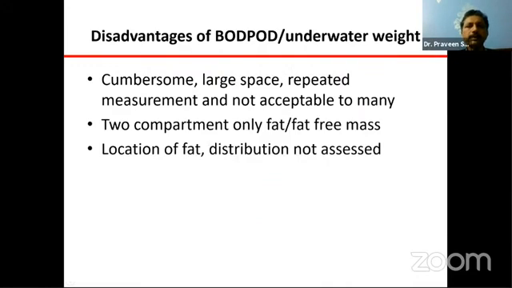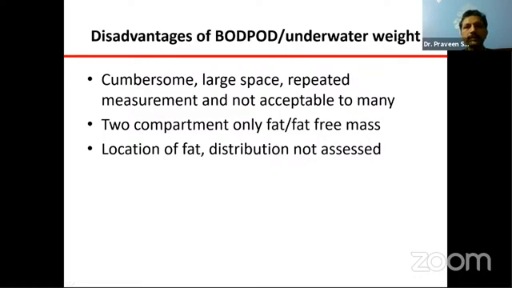What are the disadvantages of this? It is a cumbersome method. It requires a large space and repeated measurement, and it is not acceptable to many patients to go into the water or into the cabin. And it only assesses the fat and the fat-free mass. Location and distribution of the fat are not assessed by these two methods.